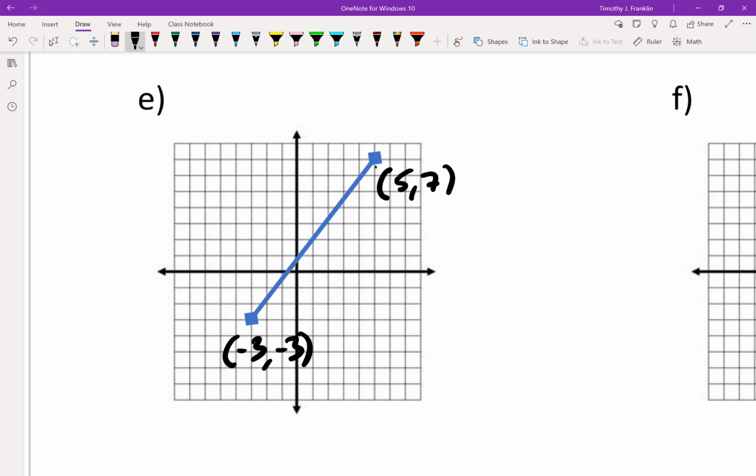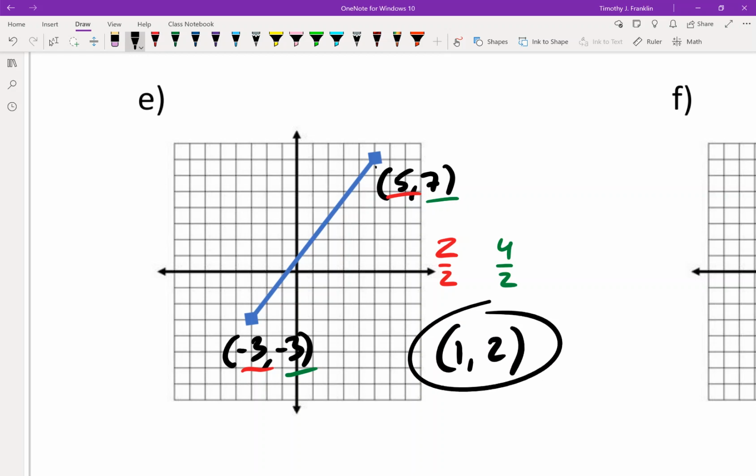And so we do the same process. So add the x values and divide by 2. So 5 plus negative 3 is 2, divided by 2. And 7 plus negative 3 is 4, divided by 2. So our midpoint would be 1, 2. And we should just confirm that 1, 2 is right here. And that does look like it is right in the middle.